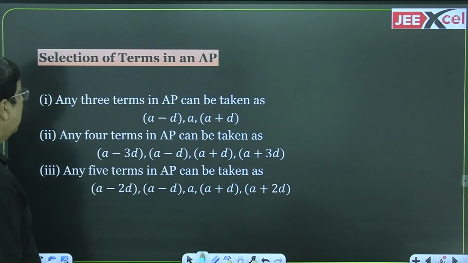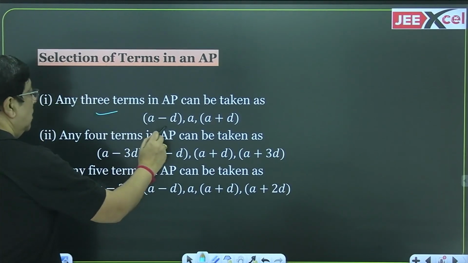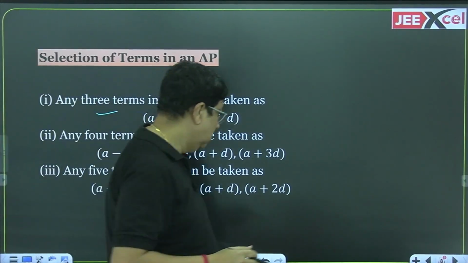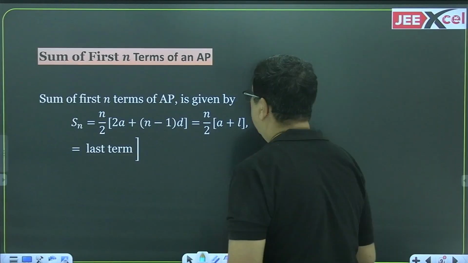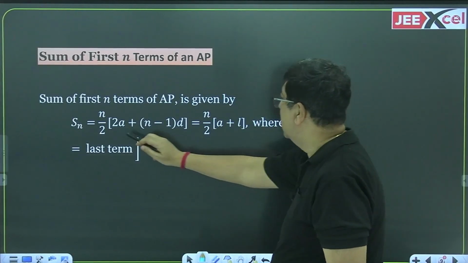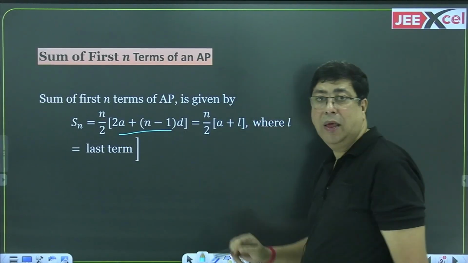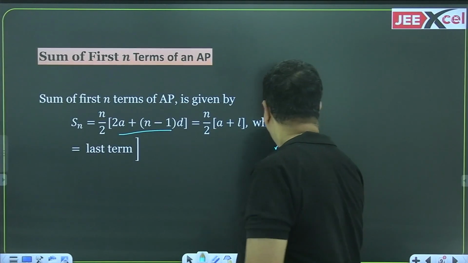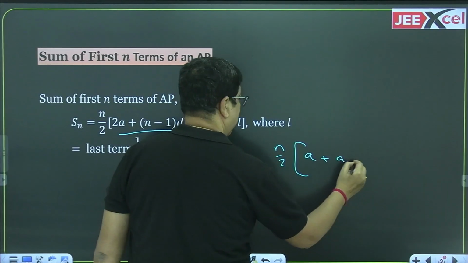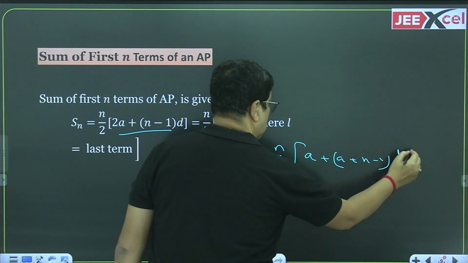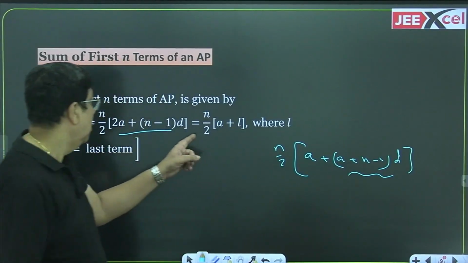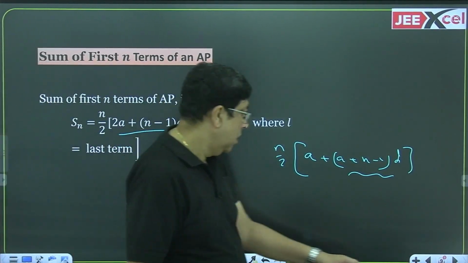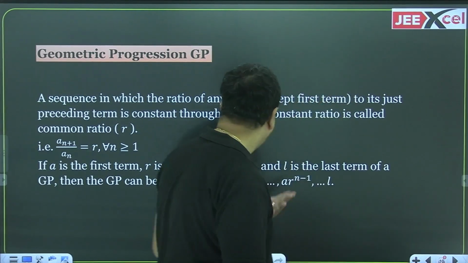Selection of terms: if any 3 terms are a minus d, a, a plus d, and similarly for 4 terms. We will see all these things. For your quick revision, this has been given to you. Now the sum of n terms: Sn equals n by 2 into 2a plus n minus 1 into d. This can also be written as n by 2 into first term plus last term. Just revise once so that you can solve the sums.